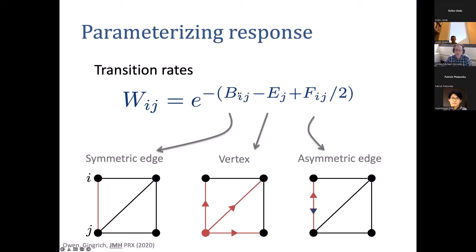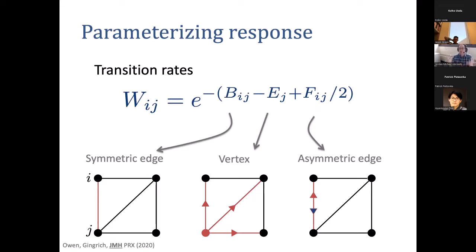The B's have two indices, so they live on edges, and I'm going to assume they're symmetric under the interchange of i and j. So I'll call them symmetric edge parameters. The E's live on vertices, so I'll call them vertex parameters. The F's have two indices too, so they also live on edges, and I'll assume they're antisymmetric under the interchange of i and j. So I'll call them asymmetric edge parameters.